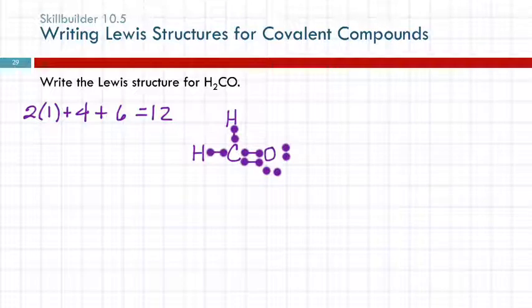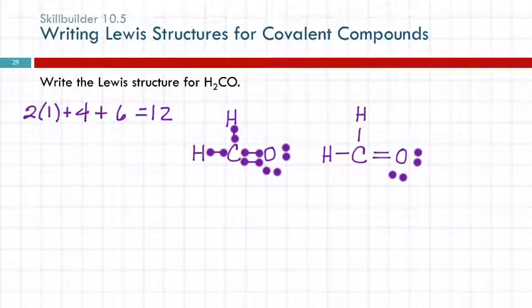Let's draw this a little neater. So carbon, a single bond to a hydrogen, single bond to the other hydrogen, a double bond to the oxygen, and then put in the lone pairs. Oxygen has 2 lone pairs. Any questions?